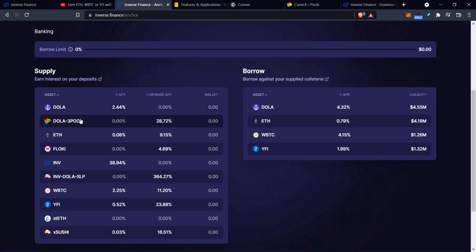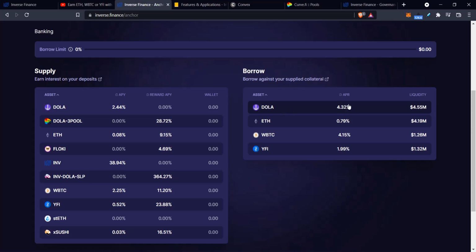Okay, so as a user, basically you can come here with any of these assets, right? Any of these assets that you find, like maybe X Sushi, which is a good one because it is yield bearing and so forth. And then you could come with an SLP, the inverse token, which is their governance token, versus DOLA SLP. And you can use these tokens as collateral to basically mint or borrow DOLA.